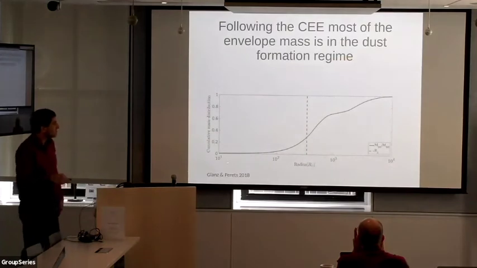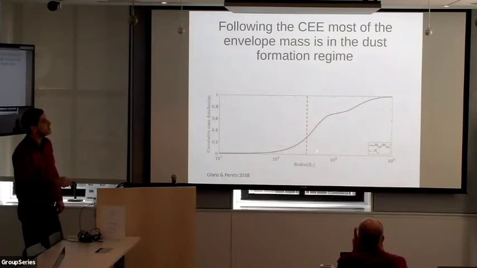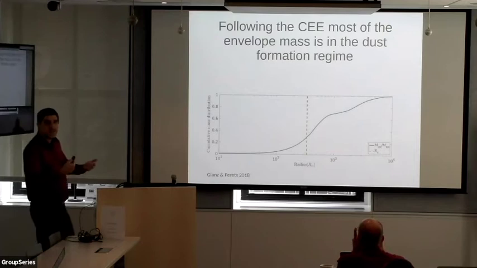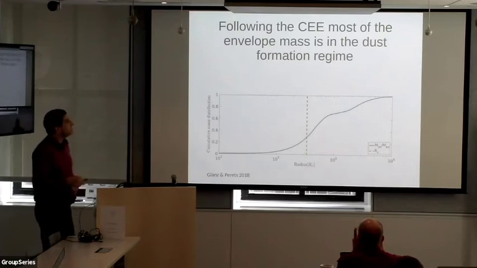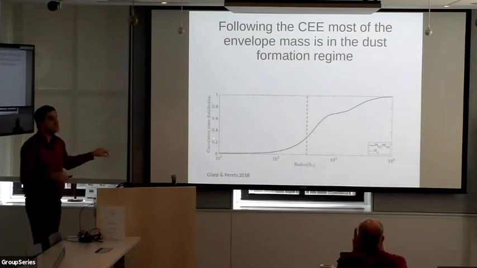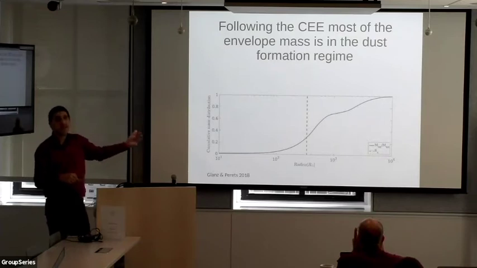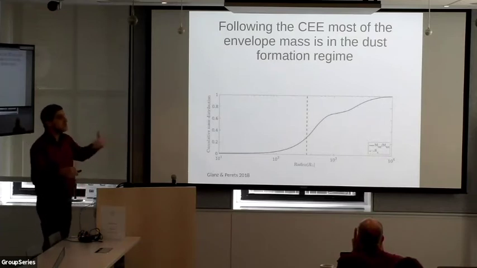If I look at the cumulative mass distribution in this post common envelope case, you can see this is the critical radius where dust starts to form. In order for dust to form, you need both low enough temperatures and high enough density so you can actually grow it. And you see that most of the mass is actually beyond this critical radius, so you have a lot of dust around here. So in principle, the luminosity from the core of the star now irradiates this dust, and exactly like an AGB star, you could actually eject material.